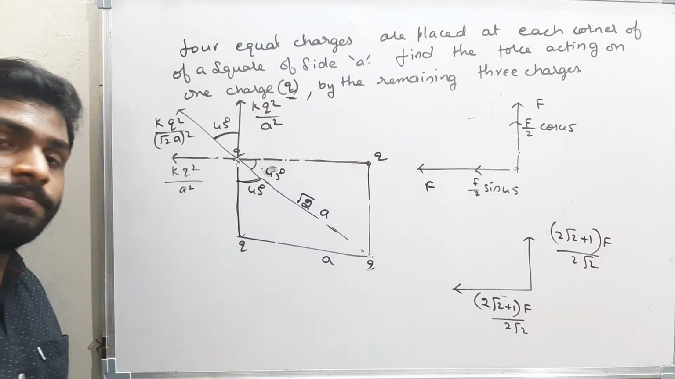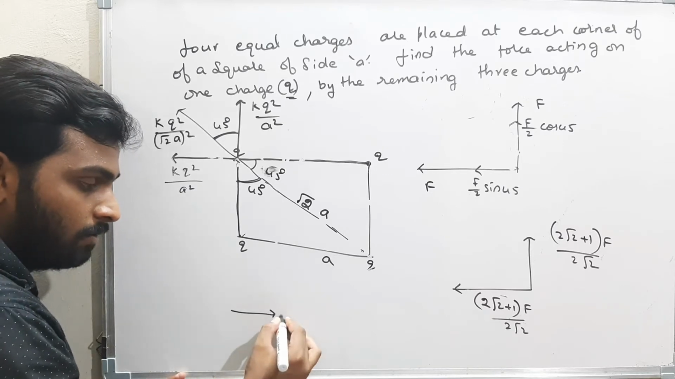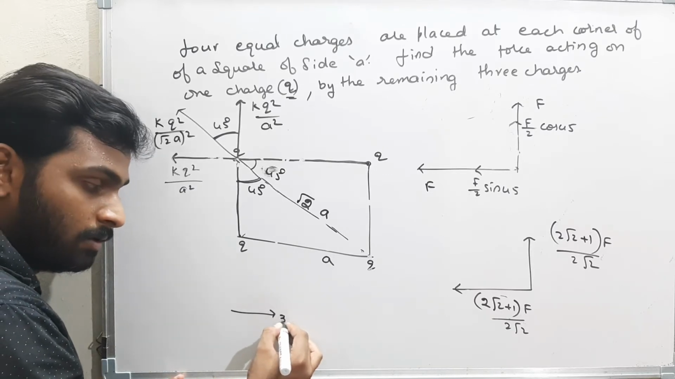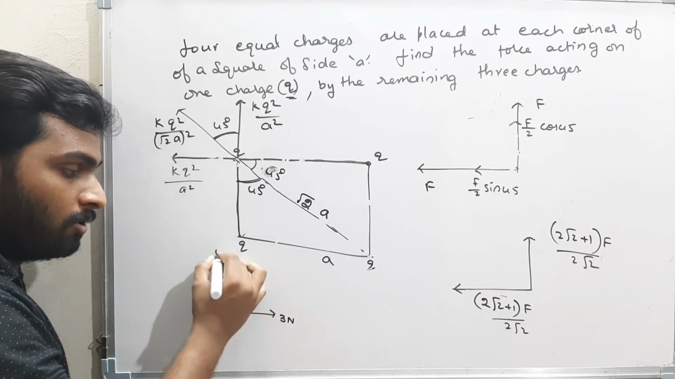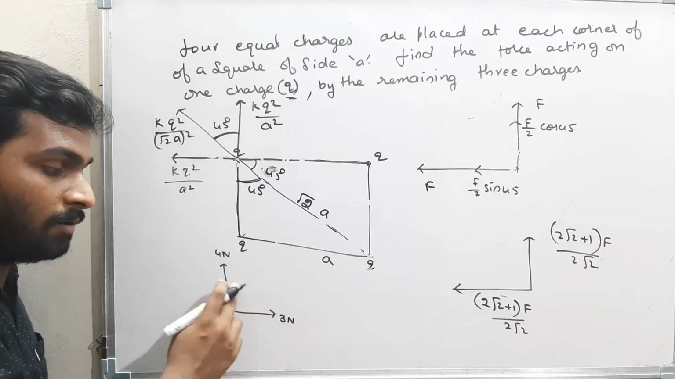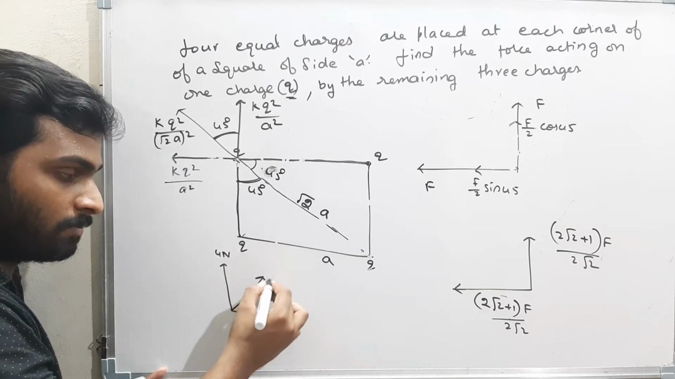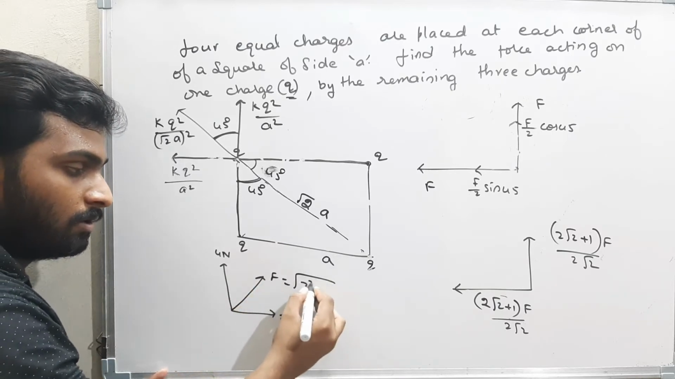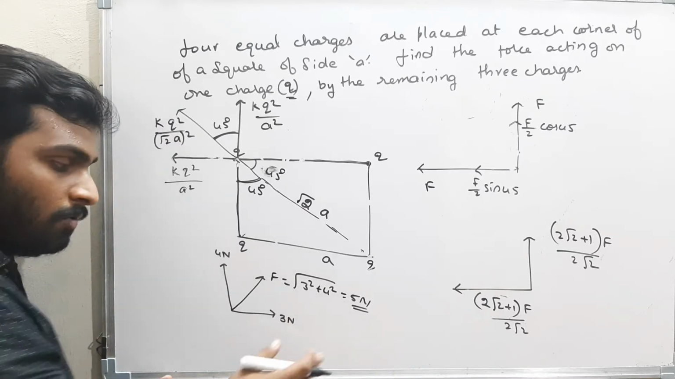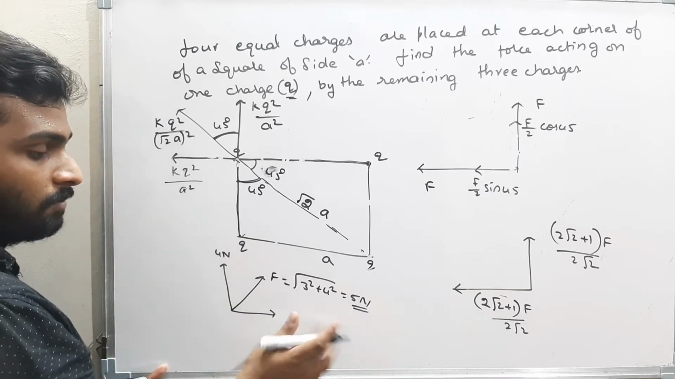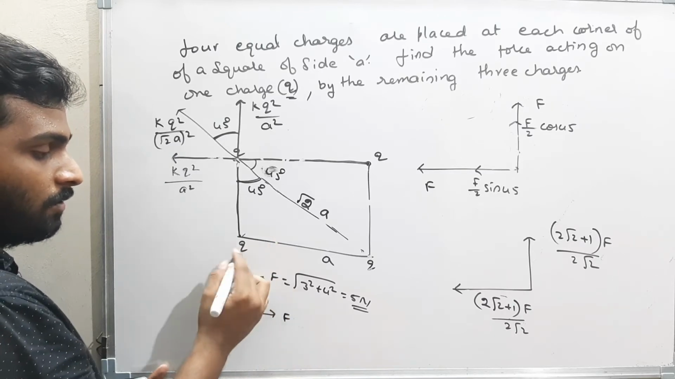What is the resultant force? See here, 3 Newtons force acting in this direction, 4 Newtons force acting in this direction. What is the resultant force? The resultant force is the root of 3 square plus 4 square, which is nothing but 5 Newtons. Okay, now if both are same, this is F and this is also F.